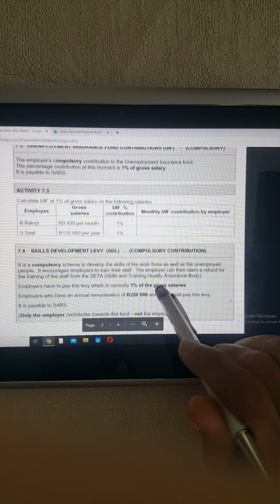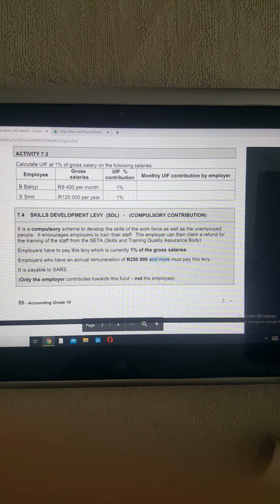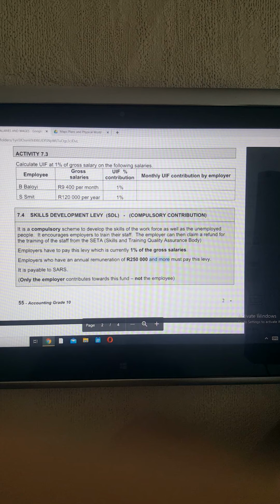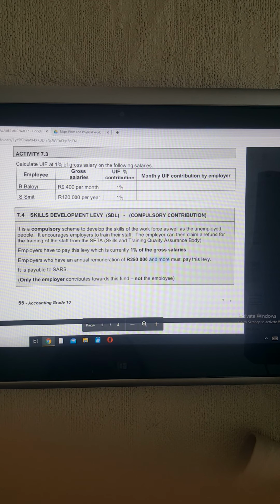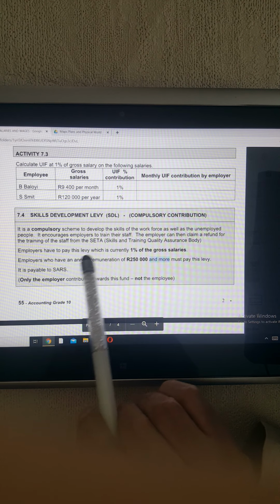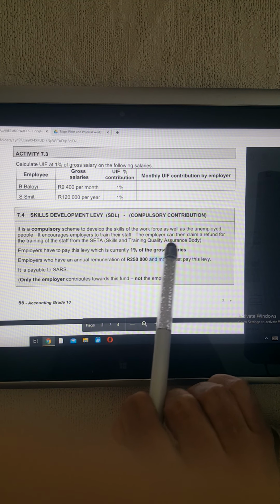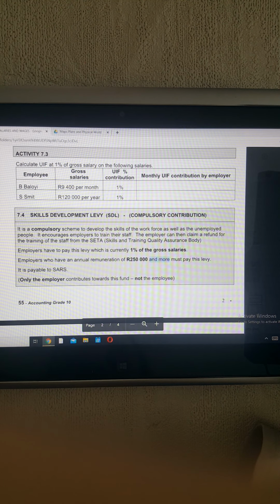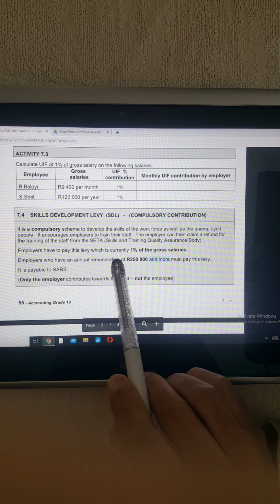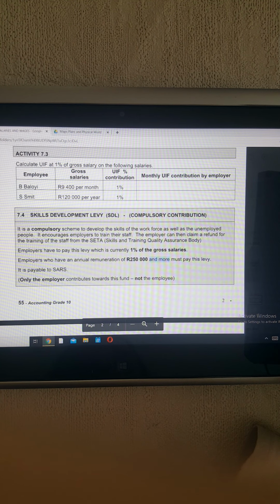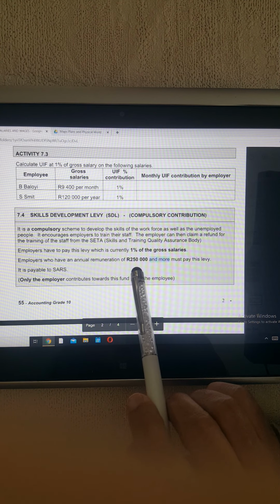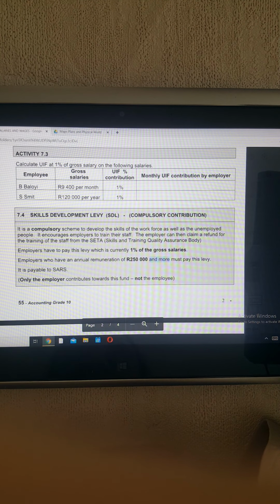So then we move on to the skills development levy. This is also a new compulsory contribution that wasn't there before. It's a compulsory scheme to help the skills of the workforce as well as the unemployed people. It encourages employers to train their staff. The employer can then claim a refund for the training of the staff from SETA, which is the Skills and Training Quality Assurance Body. Employers have to pay this levy, which is currently 1% on gross salary.